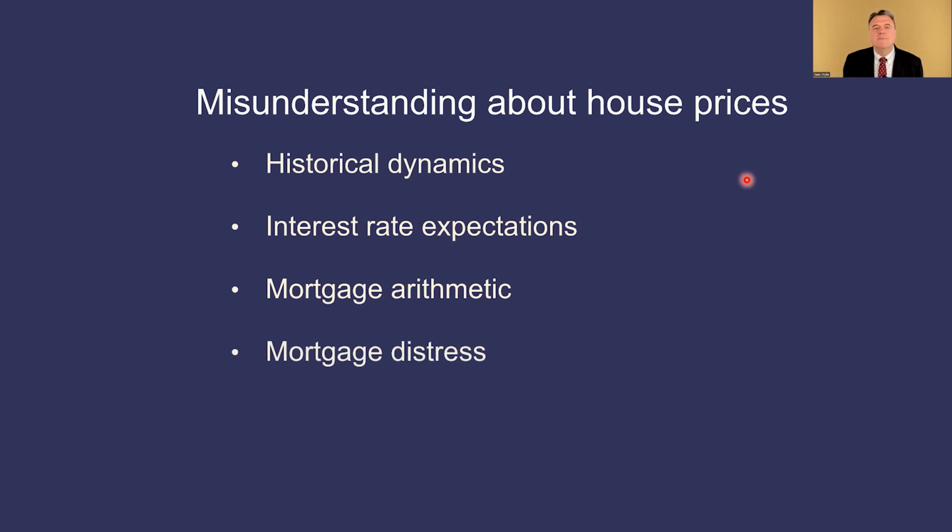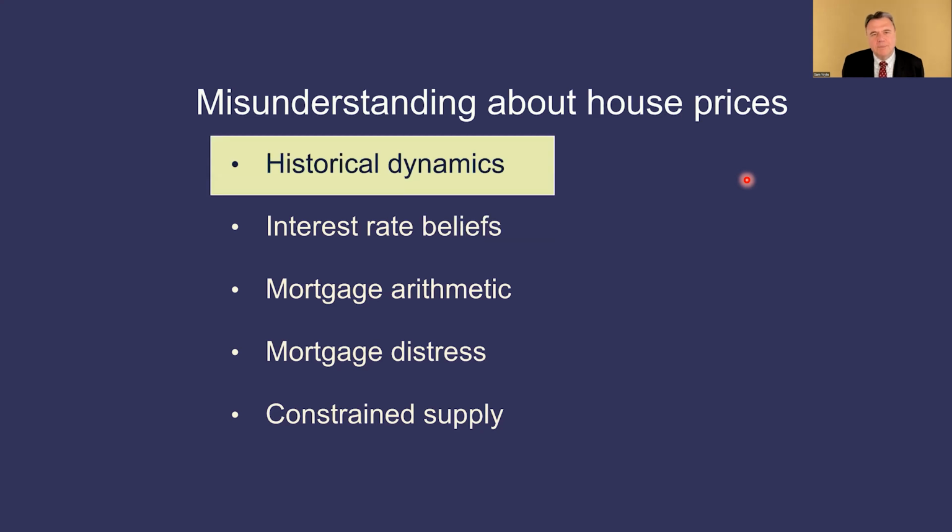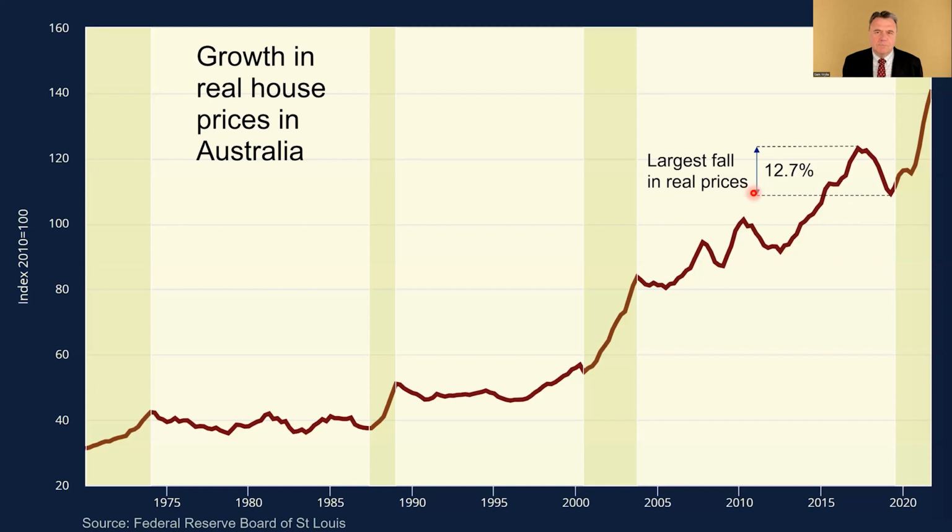There's a misunderstanding about the level of mortgage distress that will result, an exaggeration of mortgage distress that will result from increases in interest rates. And then there's a misunderstanding about how constrained the supply of new houses and new apartments are in Australia. But it's historical dynamics that we really want to focus on here. And we're going to do that using this graph.